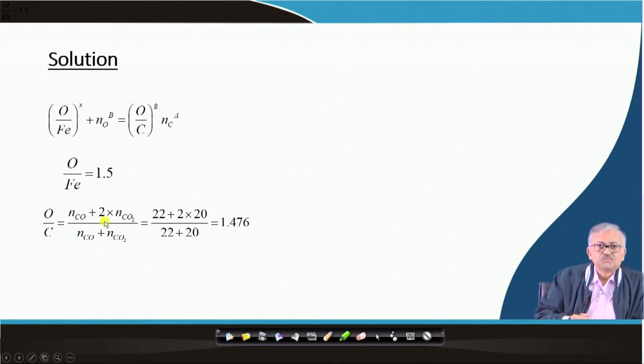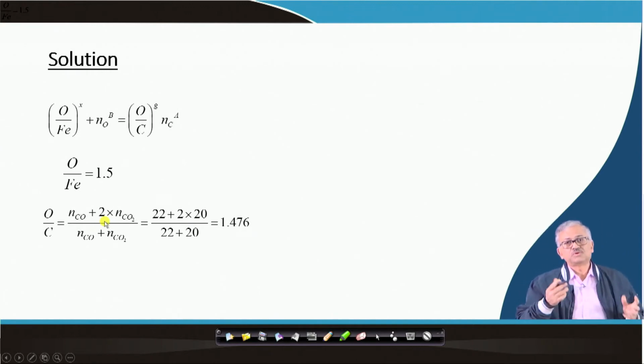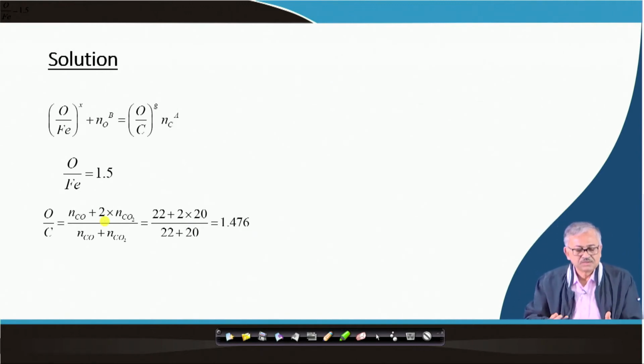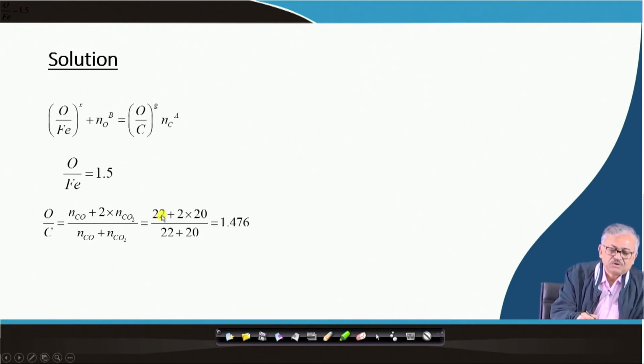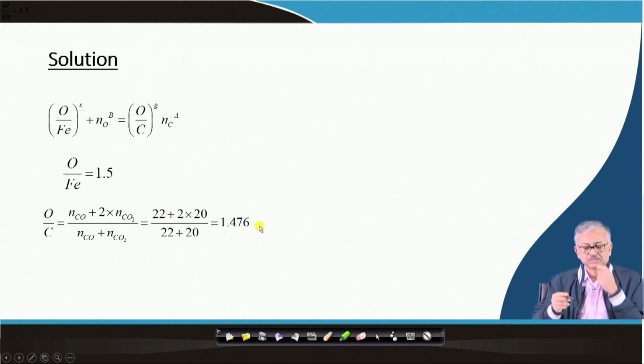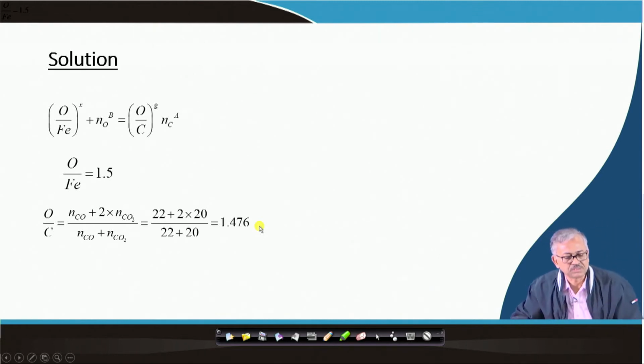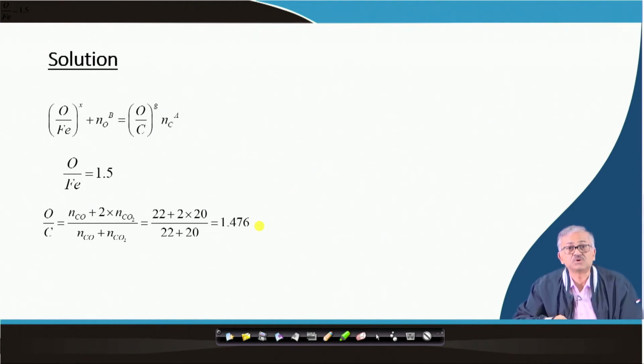Now moles are directly proportional to the volume of the gas, right. I know the volume percentage of CO and CO2: the volume percent of CO is 22 and the volume percent of CO2 is 20. So (22 plus 2 into 20) divided by (20 plus 22) gives you 1.476. As given in the problem, 22 volume percent is CO and 20 volume percent is CO2, so you can simply calculate O by C by this formula.